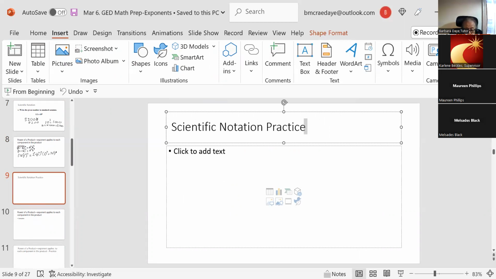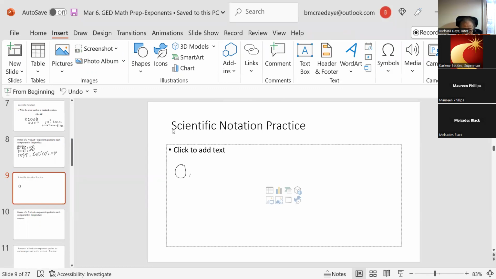Okay. Now, I want to give you a number to write. Maureen, I want you to convert this to scientific notation. Okay, Maureen, what is that equal to in scientific notation? Okay, let's see. Where would you put the decimal point? What would be the power?